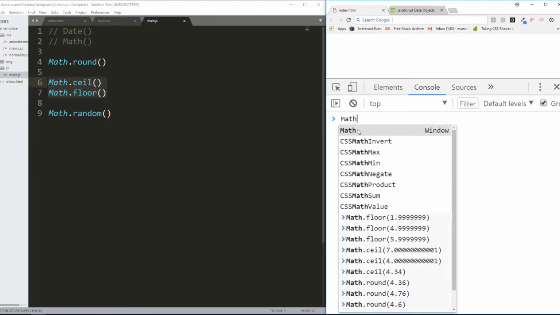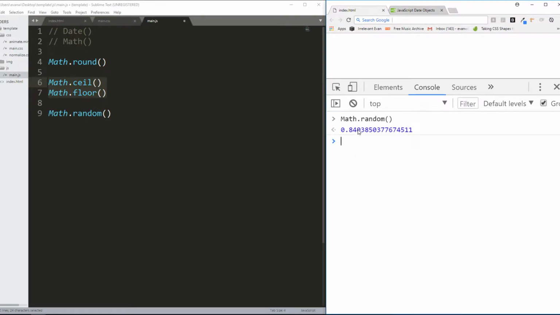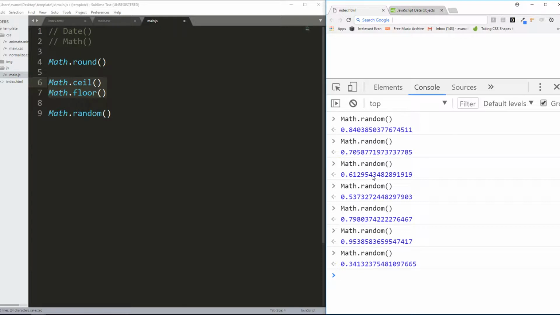Finally, there's Math.random. Math.random does not take an argument. Unlike Math.ceil, Math.floor, and Math.round, Math.random doesn't need one. I can run Math.random as many times as I'd like, and it will always generate a number. That's what Math.random does. It generates a random number.